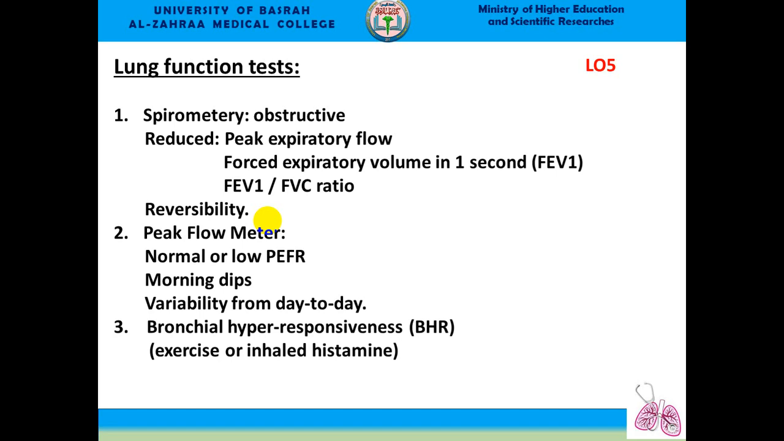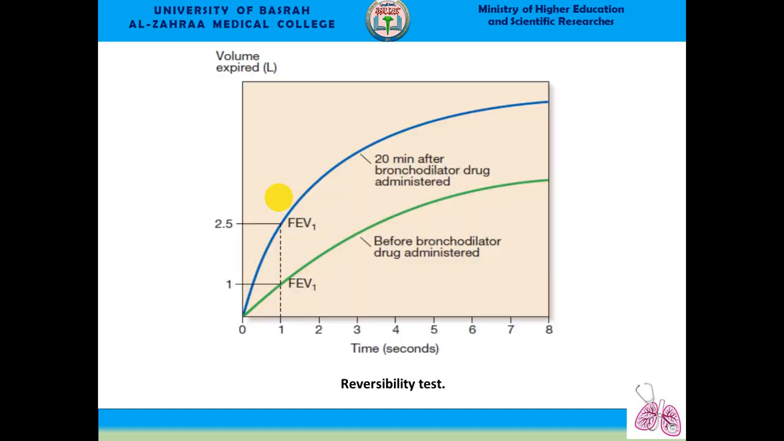And usually there is variability from one day to another. So there is variability in the same day between morning and night. And there is variability between one day and another day. And there is what is called bronchial hyperresponsiveness, BHR. And this is either induced by inhaled histamine, so we give histamine to the patient and we see the bronchospasm, or by asking the patient to exercise, and by exercise the patient will have an asthmatic attack. But these are dangerous tests. You should be cautious when you do them.